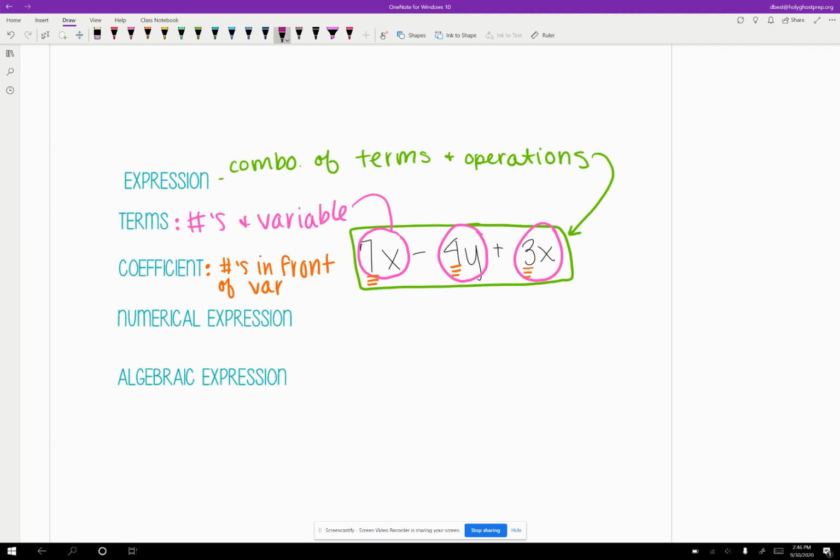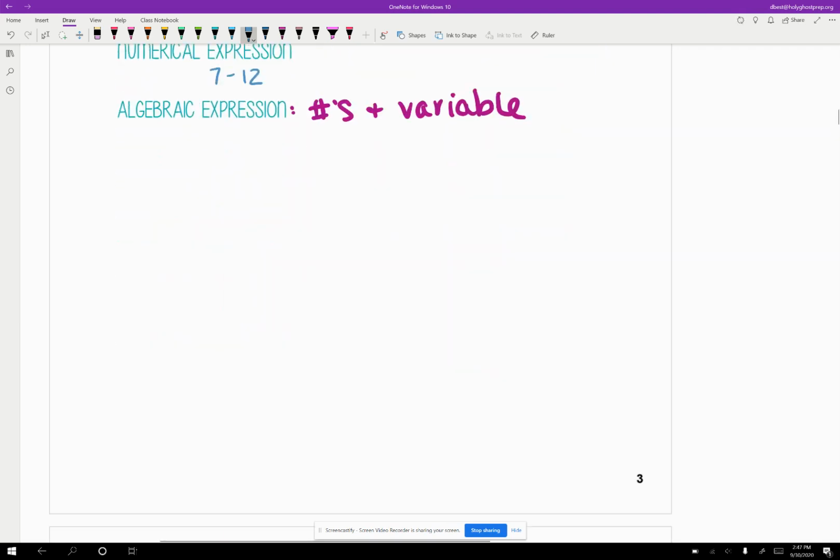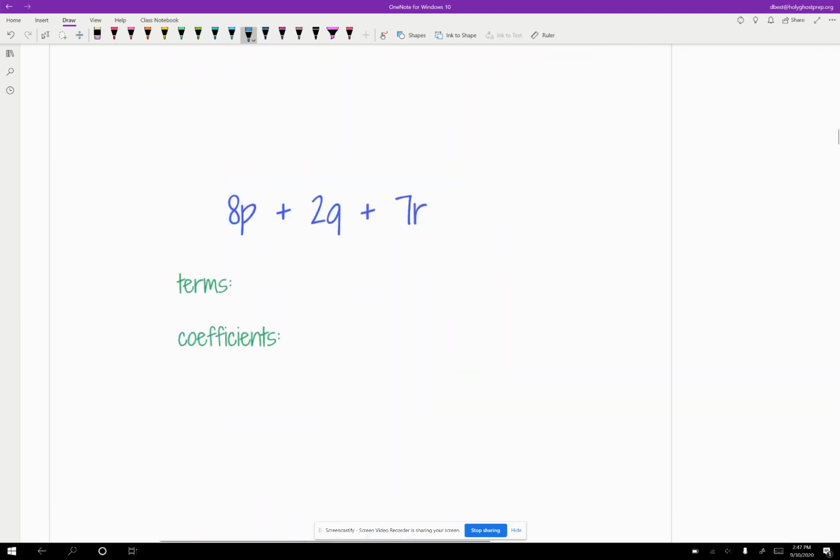And because we have variables and numbers, we have an algebraic expression. So if it has numbers and variables, it's an algebraic expression, whereas a numerical expression is just something like 7 minus 12. It only uses numbers. So those are all of our vocab words we're going to use for this chapter and moving forward.